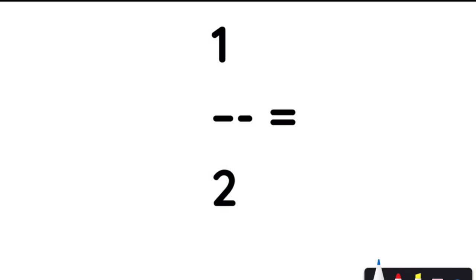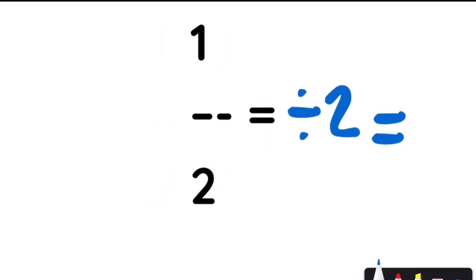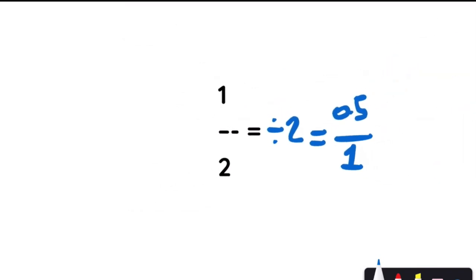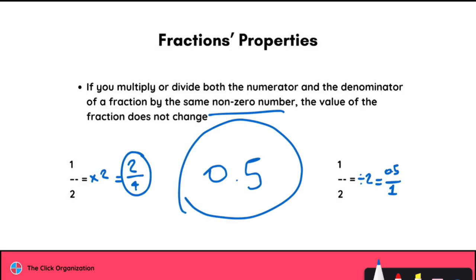Now let's divide them by 2 to see if this works. Divided by 2. 1 divided by 2 equals 0.5, and 2 divided by 2 equals 1. And guess what? Each and every one of these fractions, 1/2, 2/4, and 0.5 over 1, all of them equal 0.5. And that's why we say that the value stays the same.